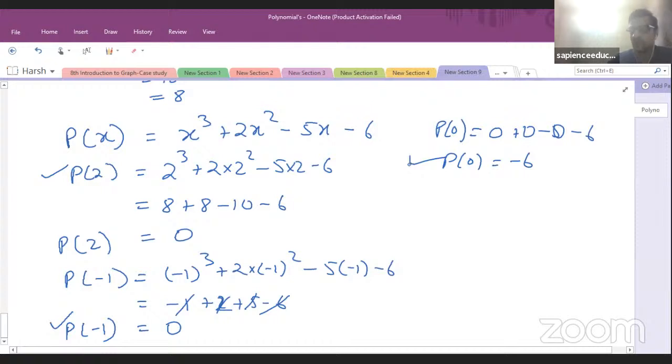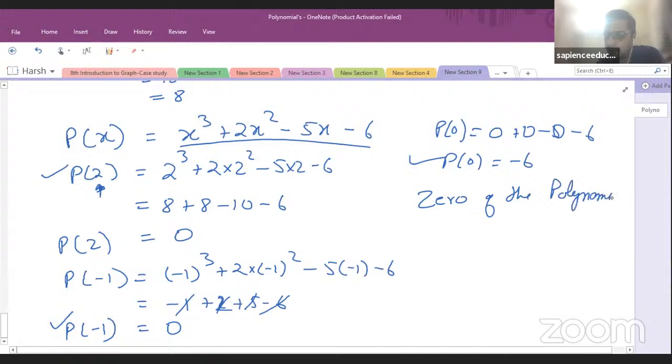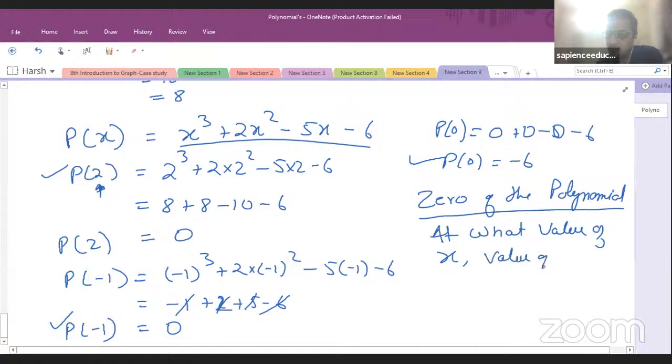Now there is one term known as zero of the polynomial. Zero of the polynomial means what? At what value of x the value of the polynomial becomes 0. Again I am repeating, zero of the polynomial: at what value of x the value of the polynomial is 0. So in this case, at x equal to 2, the polynomial value is what? 0.